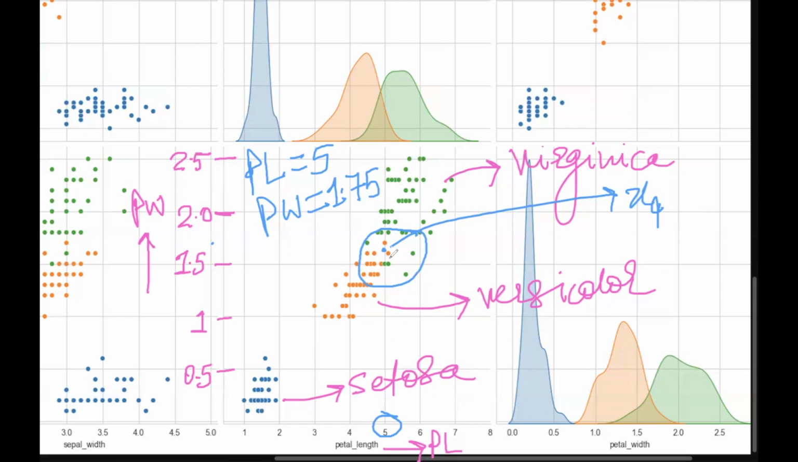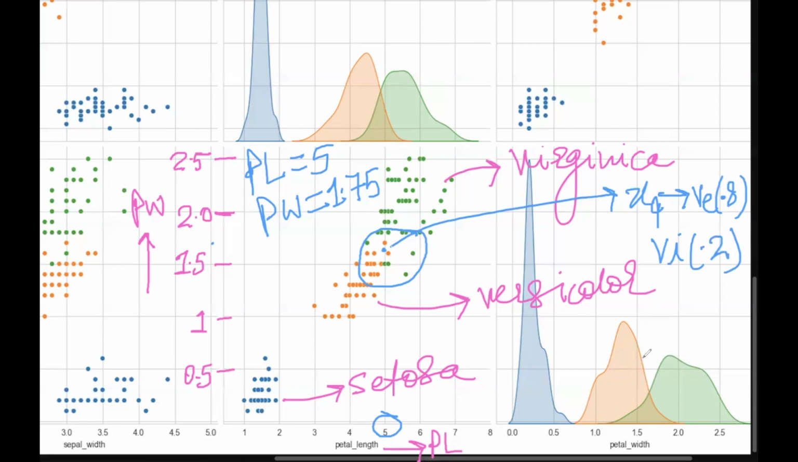To answer this simple question, I cannot exactly say whether it's versicolor or virginica. So instead of saying whether it's virginica or versicolor, what if I can say, I think that this new flower, your query flower XQ, belongs to versicolor with a probability of 0.8. Let's say I write it here, it belongs to versicolor with a probability of 0.8. And it belongs to virginica with a probability of, let's say, 0.2.